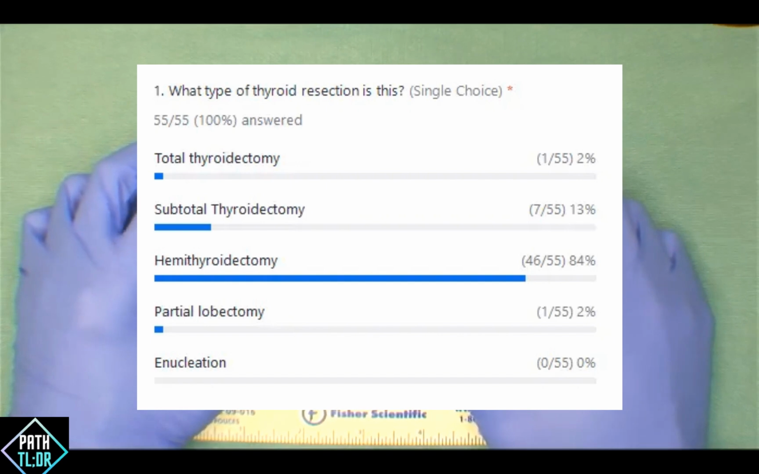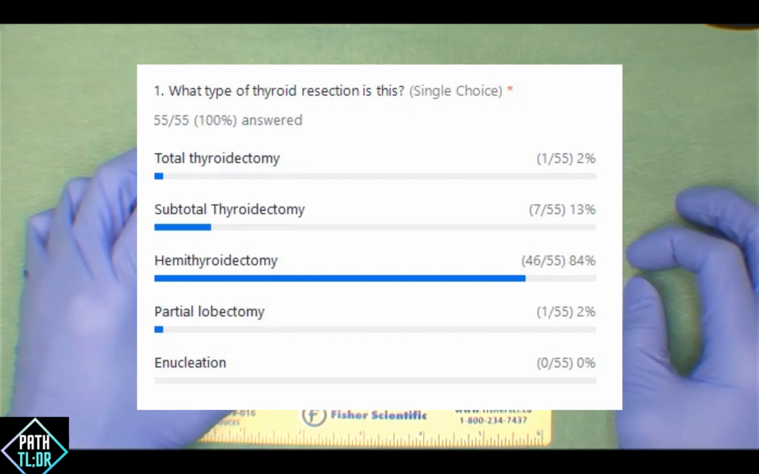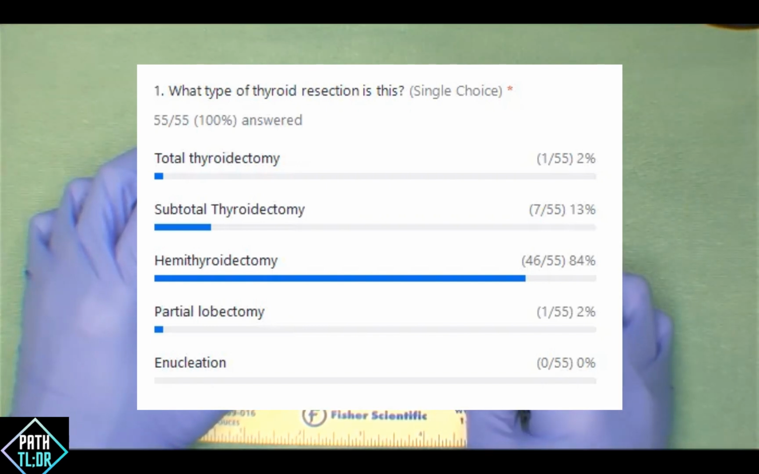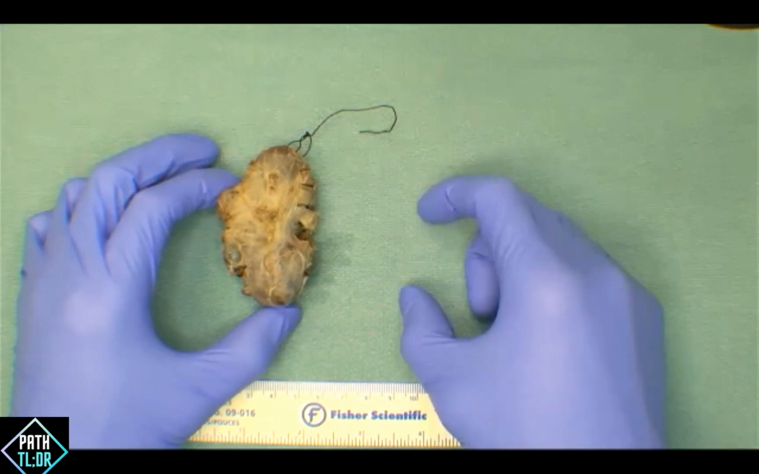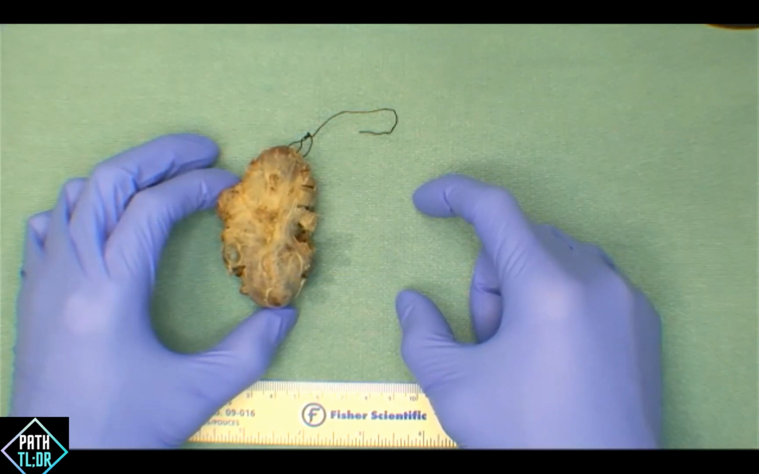A subtotal thyroidectomy, can anybody share with us what that typically would include in terms of the extent of thyroid being resected? Yeah, okay, so it would include one lobe with the isthmus. From a surgical standpoint, it would include some of the contralateral lobe as well. If this were the right side, it would be the right lobe, isthmus, and a little bit of the left as well to be considered a subtotal from a surgical standpoint.